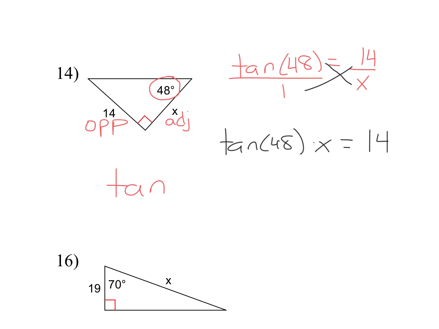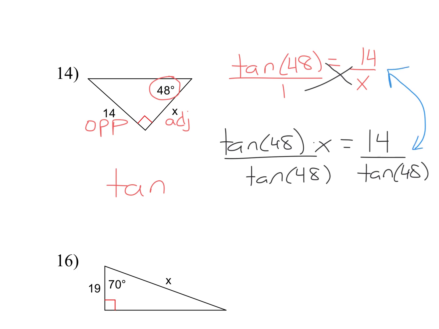And then what do I get on the other side? 14. How would I normally get x by itself? I would divide, right? So I'm going to divide by tangent of 48, tangent of 48 on both sides. What do you notice between here and here? They just flipped. They switched places. Tangent of 48 swapped places with x. So you can think of it that way instead of having to write this down.